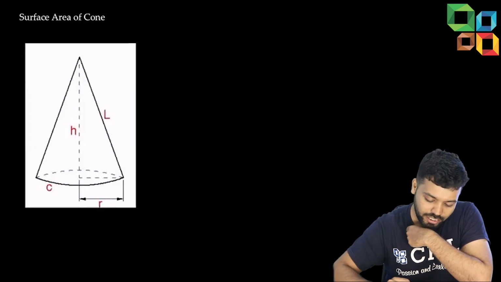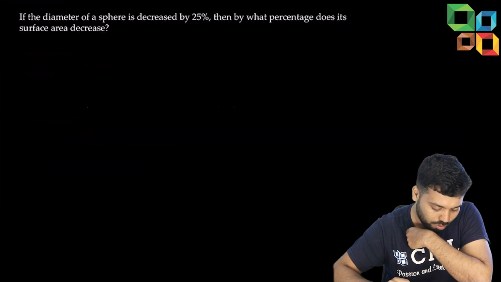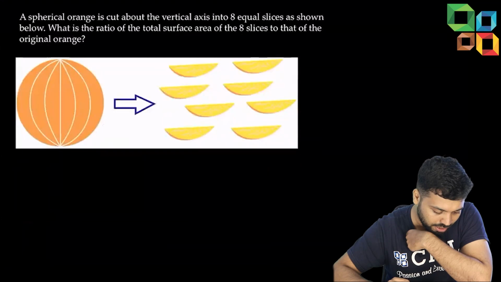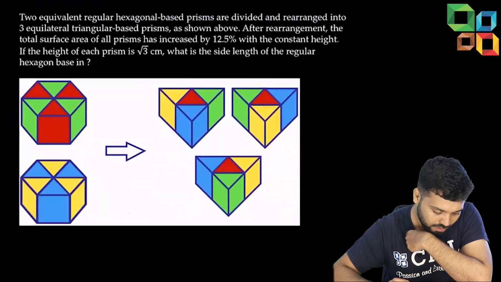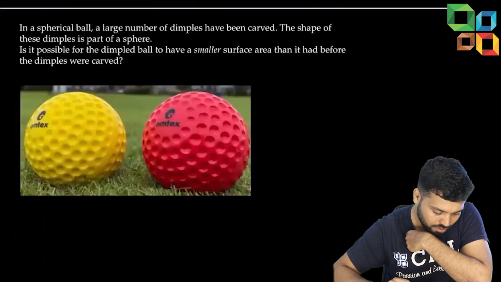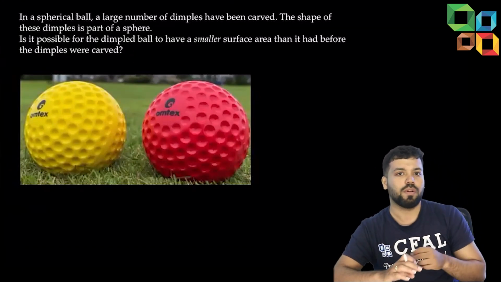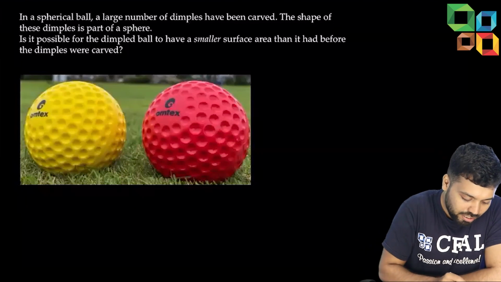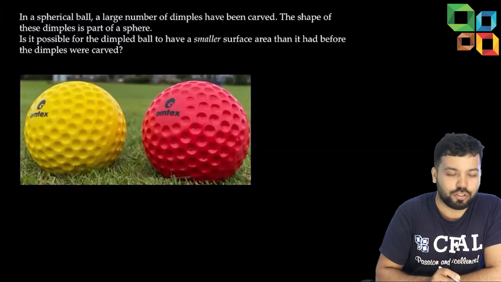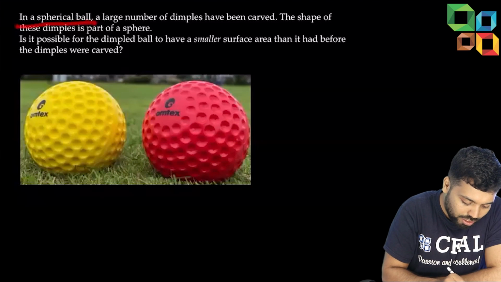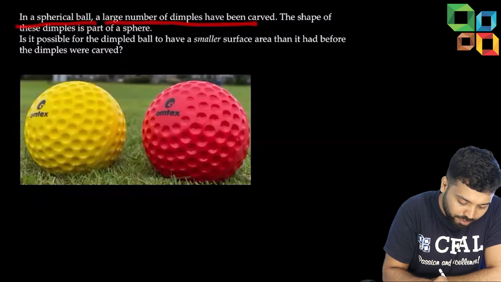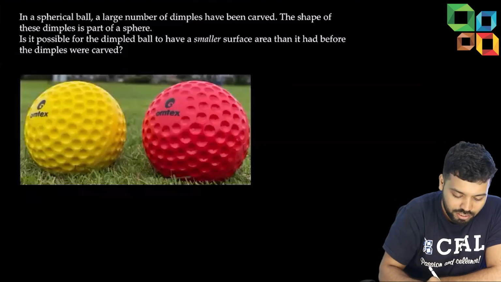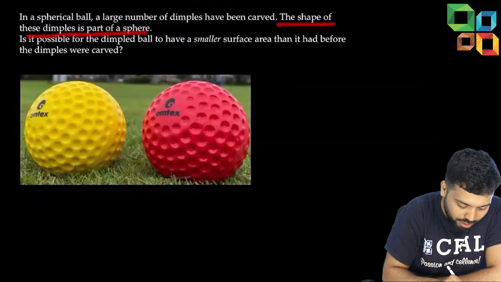Okay, and I'd like to give a couple of problems. I'll give one problem. Rest of the problems I'll discuss in my class. Which one I want to give? Okay, this problem. Note down this problem. This is your homework. You need to answer me tomorrow. In a spherical ball, a large number of dimples have been carved. Okay, so there are inside projections. The shape of these dimples is a part of a sphere.